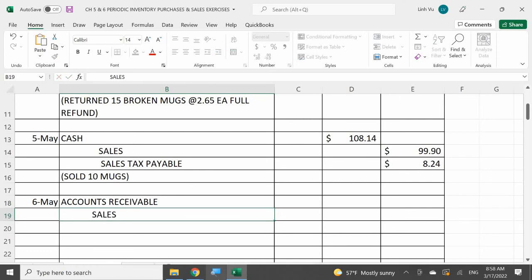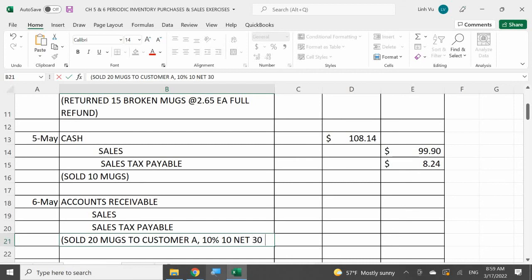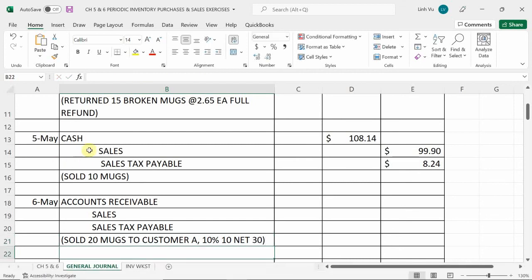We sold to customer A. So therefore, sales and sales tax, right? We have to charge tax. Now in this case, I'm going to make a note here that we sold 20 mugs to customer A, right? And we gave them terms, 10%, 10, net 30. Okay.